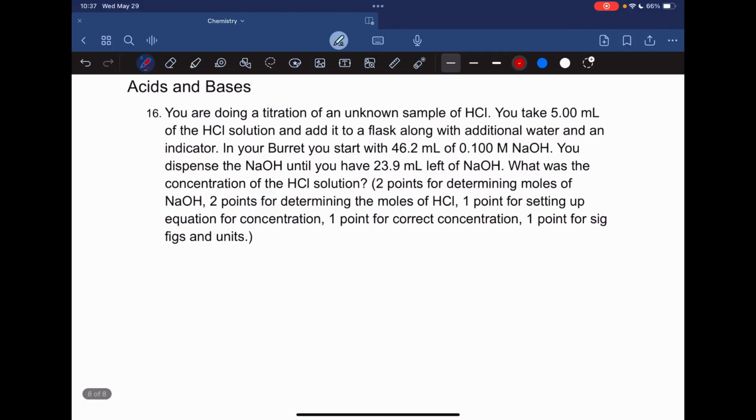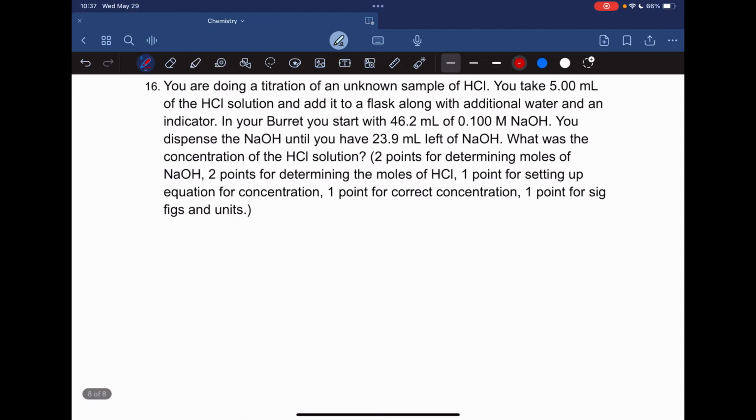The final problem is acids and bases. It's a titration, which you're going to be doing in the lab. So you're doing a titration of an unknown sample of hydrochloric acid. You take 5.00 milliliters of hydrochloric acid solution and add it to a flask, along with additional water, which isn't going to matter at all, that point right there. In your burette, your burette starts with 46.2 milliliters of sodium hydroxide. You dispense until you have only 23.9 milliliters left of sodium hydroxide. What was the concentration of hydrochloric acid solution?